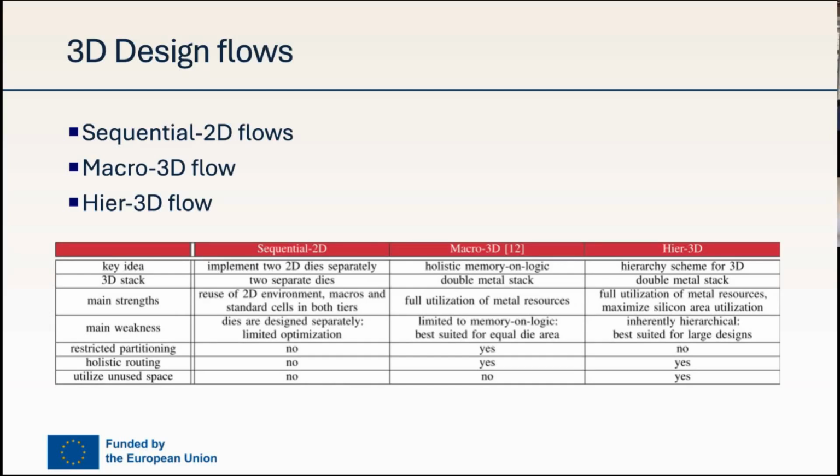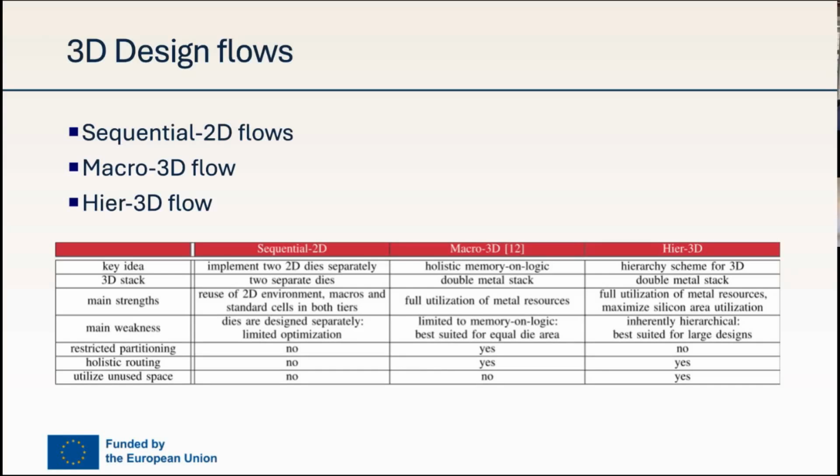The key idea of sequential 2D is basically to use a partition so that we can implement our design in two separate dies. In Macro 3D, the key idea is that we can try to implement a system using a memory-on-logic approach, but using a holistic view so that we can see the complete metal stack.